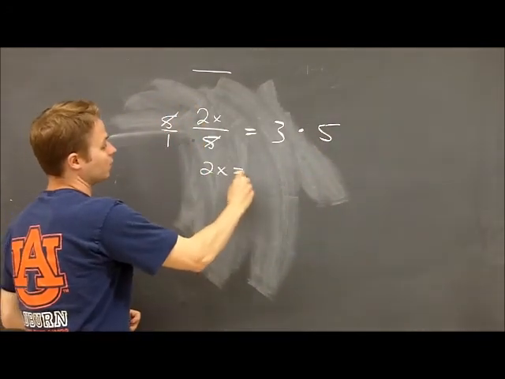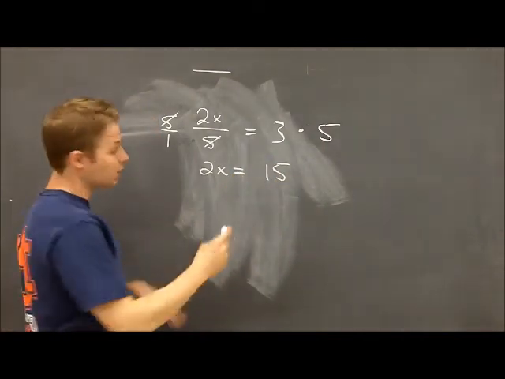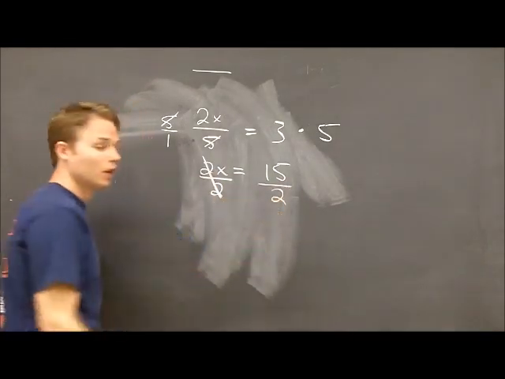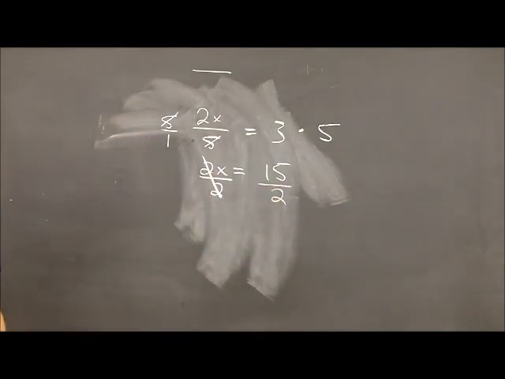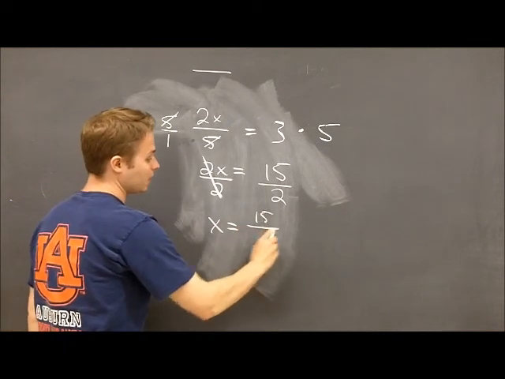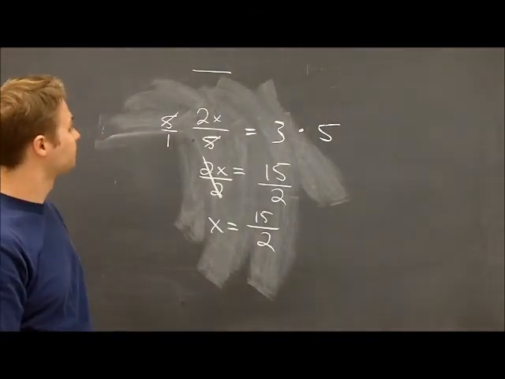And so I'll end up getting 2x is equal to 15. And now I can just divide both sides by 2 to get rid of this 2. So divide by 2 on the left, and then divide by 2 on the right-hand side. And then I'll get that x is equal to 15 divided by 2 for my answer for this problem.